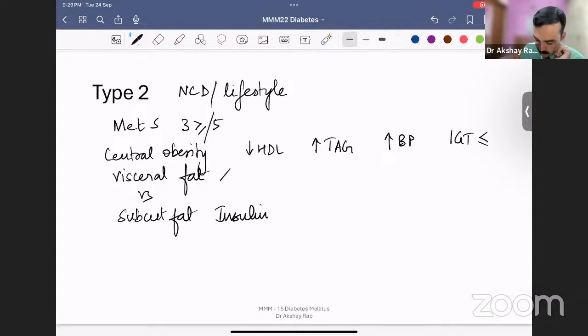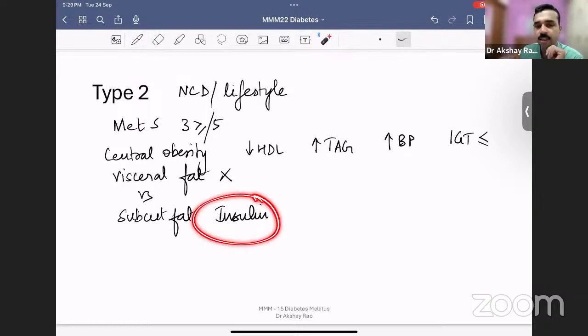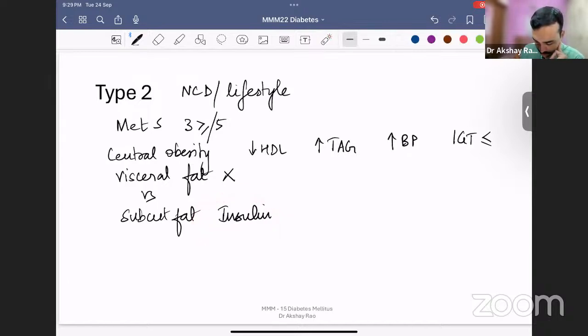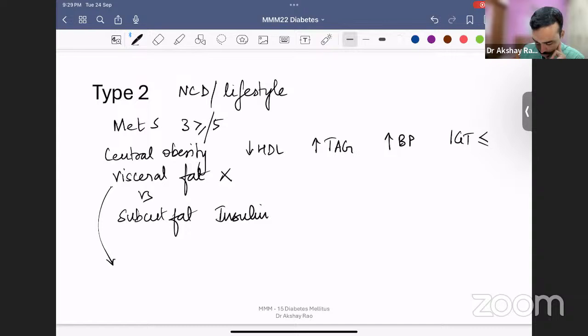But visceral fat is a rebellion. It's a rebel. Visceral fat is a rebel. It doesn't listen to insulin. Even if the insulin is present, in fact, even a higher amount of insulin is there, it will not listen. It will keep breaking down. So lipolysis occurs in patients with visceral fat because of insulin resistance. That is called insulin resistance.